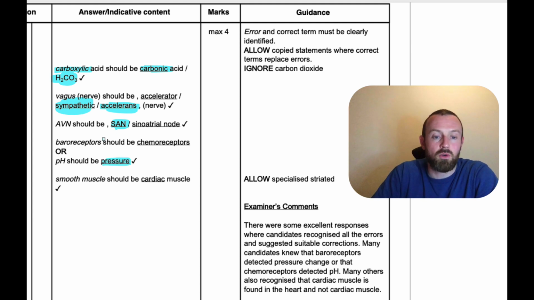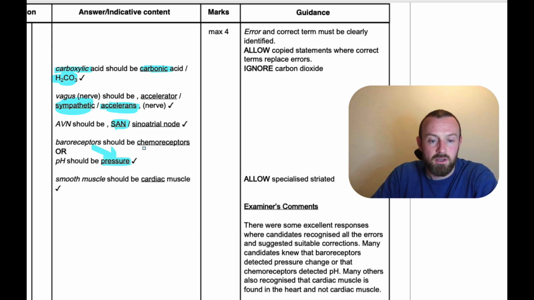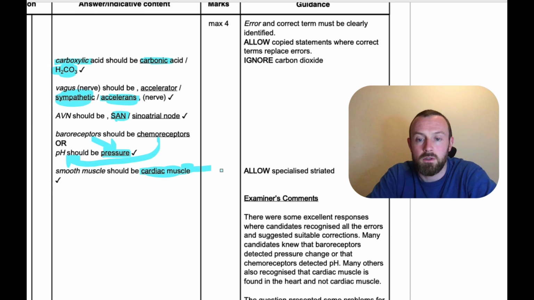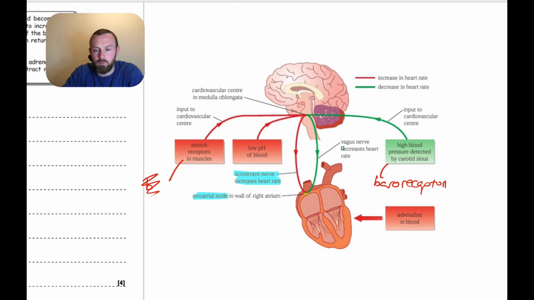Baroreceptors should be pressure, or you could have talked about pH receptors or chemoreceptors. So baroreceptors, pressure, or you could have talked about chemoreceptors if you wanted to stay with pH. And smooth muscle should be cardiac muscle. Okay. And if you weren't sure on that, you can just pause right there and try and memorize that diagram, because that's what this question was testing.